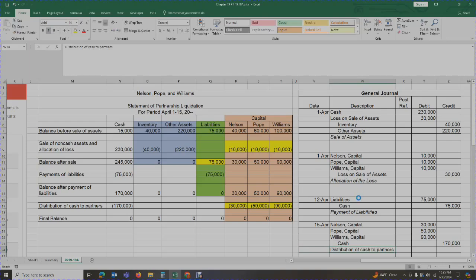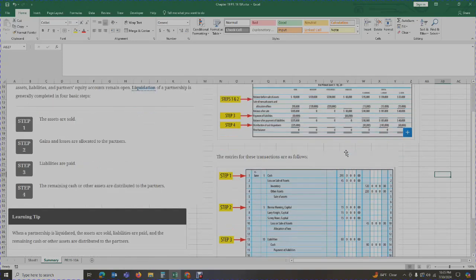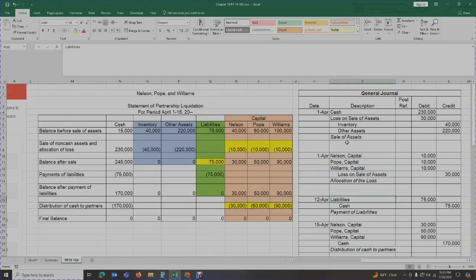So these are the 4 entries, 1 for each step. If you go to your book, the steps are outlined and you have an example of the journal entries and an example of the statement of partnership liquidation. Now this is for a loss. Your textbook also illustrates one for a gain, so you have both examples provided in your ebook. The steps are the same. Here we distributed the loss; if there's a gain, then the gain would be distributed here, as a positive number.